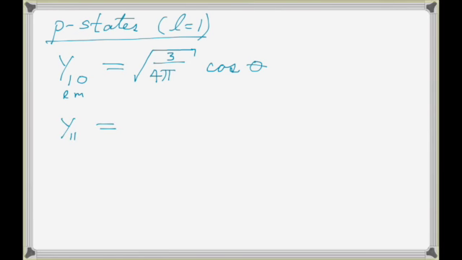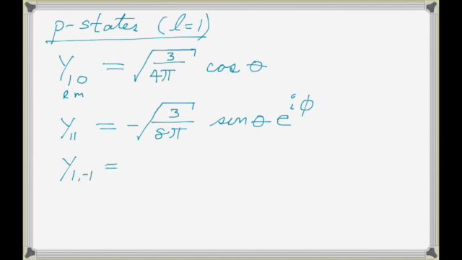Y11 is equal to negative root 3 over 8 pi sine theta e to the I phi. And Y1, negative 1, is just root 3 over 8 pi sine theta e to the minus I phi. So those are the three p states written in terms of spherical harmonics.